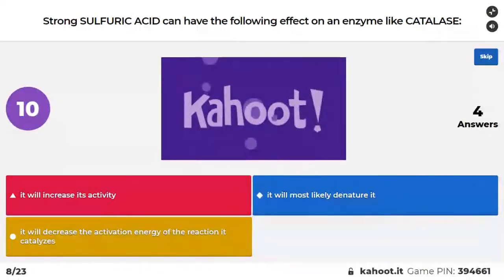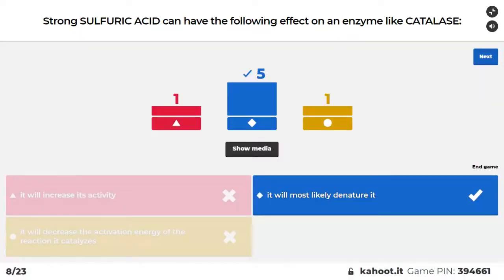So really strong sulfuric acid is going to lower the pH to like 1, for example. What will that do? Yes, it will denature it. Increases activity? Probably not. Really, really strong acids tend to destroy the shape of most enzymes. It just pulls them apart and unravels them. Yes. Okay, good.